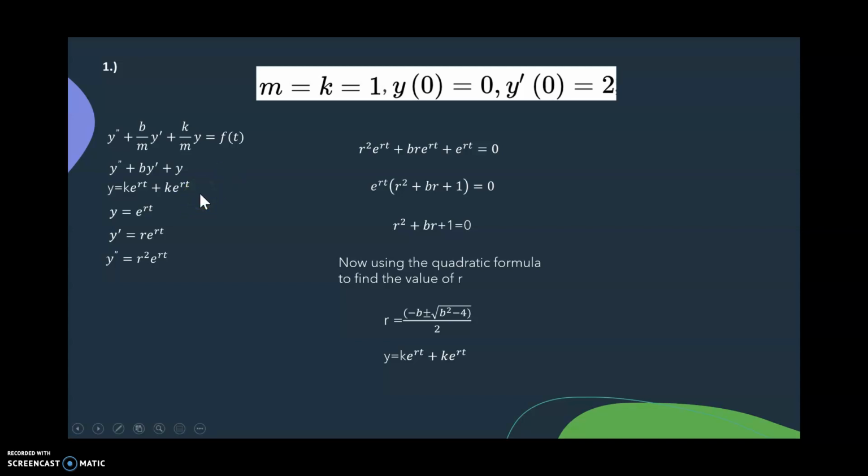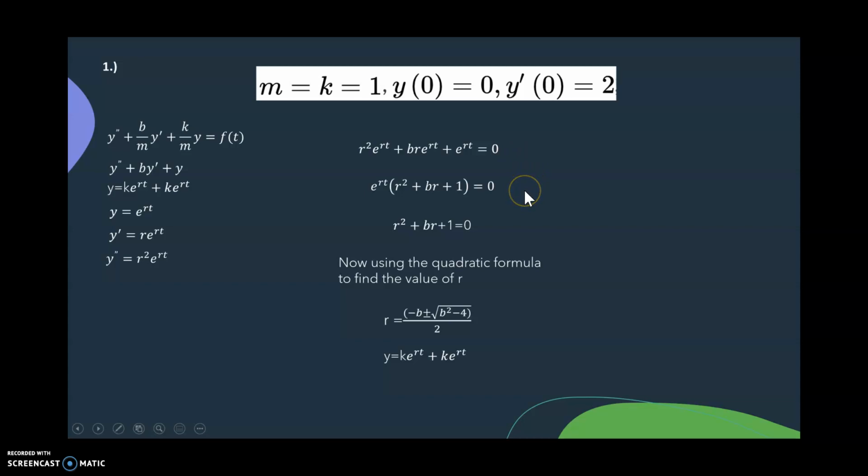Now I'll be using the undetermined coefficients method in order to solve this ODE. I'll be using this equation, which is y equals k times e to the rt power plus k times e to the rt power, and y equals e to the rt power, and the derivative of y will equal r times e to the rt power. The second derivative of y equals r squared times e to the rt power. We'll be plugging these three values back into the equation, and we're left with r squared times e to the rt power plus b times r times e to the rt power plus e to the rt power, which all equals 0.